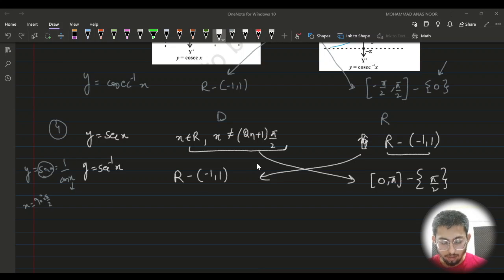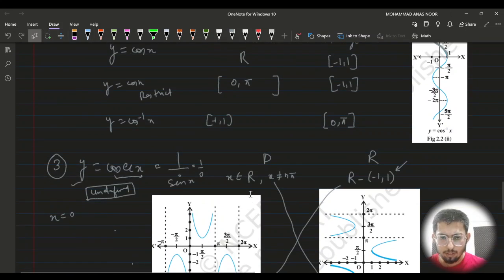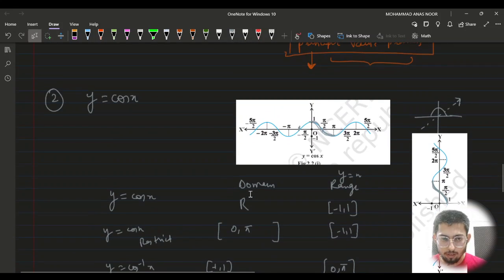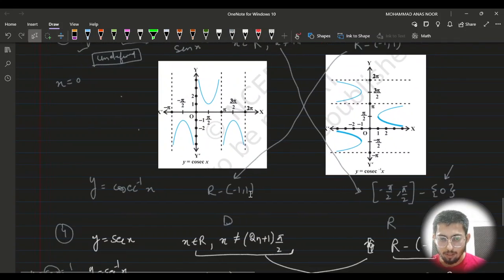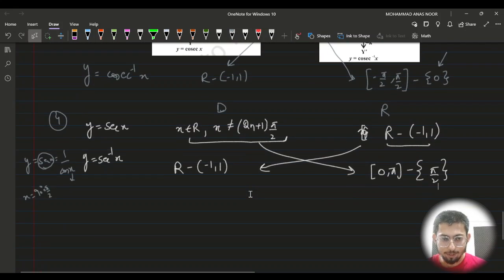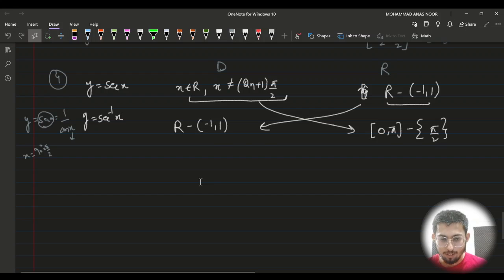Let me draw. I think you have not understood. Have you got this for cosec? Then why not getting it for sec? It's the same thing, no?